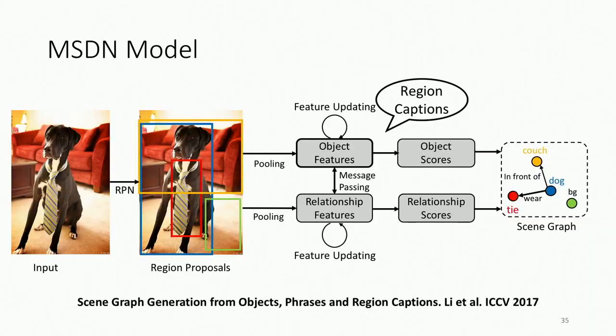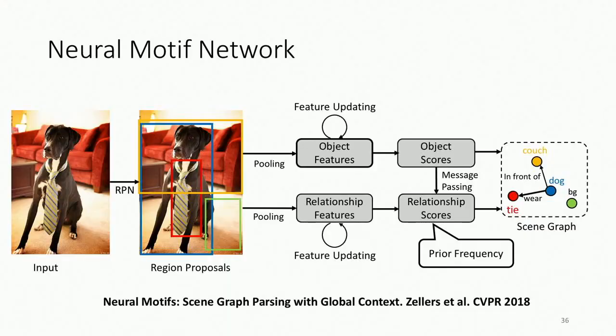And furthermore, we can add extra supervision to the model by adding the region captions for each of the bounding boxes. And in this way, it can further improve the training of the object features. And also, we can add some kind of prior frequency or prior knowledge on top of the model. So we can summarize the relationship based on the object pairs, and then we can plug this kind of information into the model to help the training of the whole system.